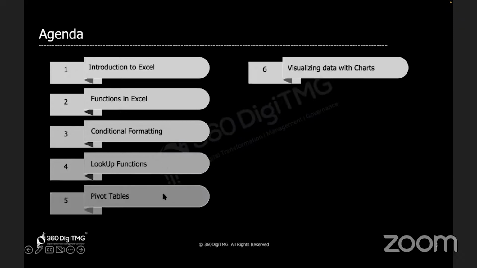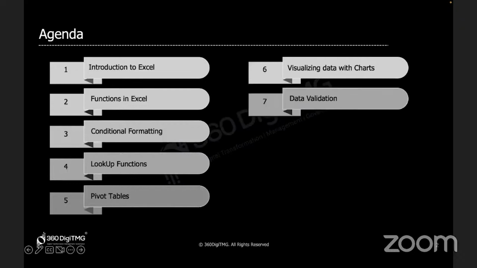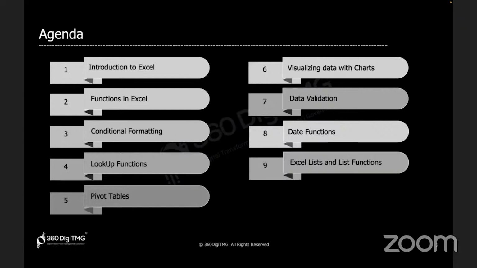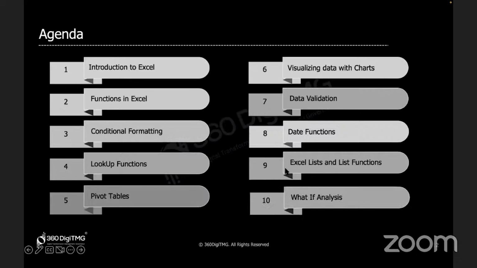We will be working with pivot tables, and how to visualize the data by using a variety of charts, which becomes the core here. That is the most important thing. Data validation. We will be looking at how to work with date fields, date and time fields, creating lists and working with list functions. And the final thing is what-if analysis.